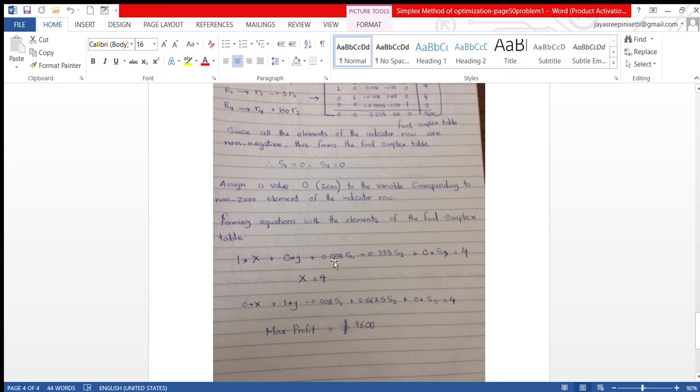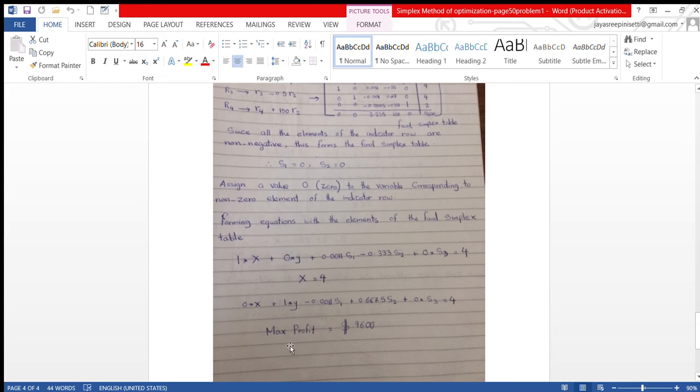So what will happen here? If you assume s1 is 0, assign a value 0 to the variable corresponding to non-zero elements in the indicator row. So all these will become 0 in the indicator row. Here, 0 times y, we assume s1 is 0, and s3 is already 0 anyway. What is left in this equation? Only x. X is equal to 4. And the second equation is what? 0 times x because of the coefficient, and 1 times y plus all these. Assume s1 is 0, there is no x because it is 0 times. So what is left on the left-hand side? Only y. Y is equal to 4.